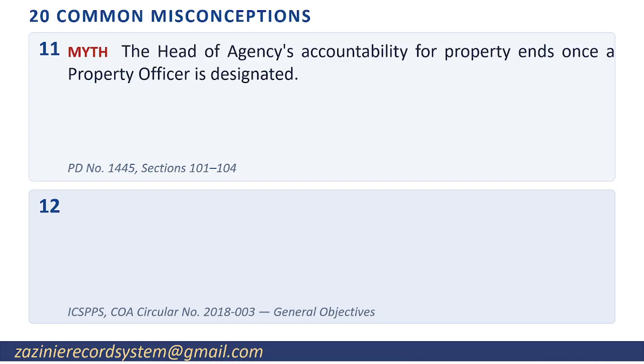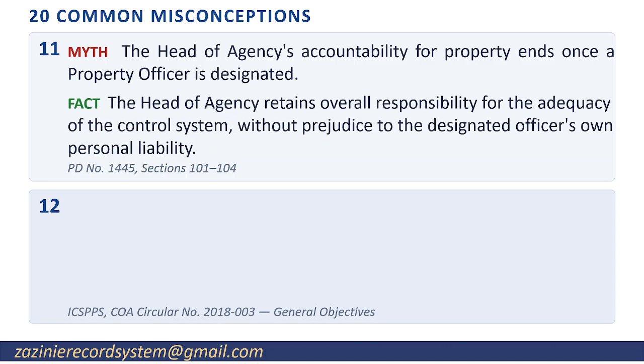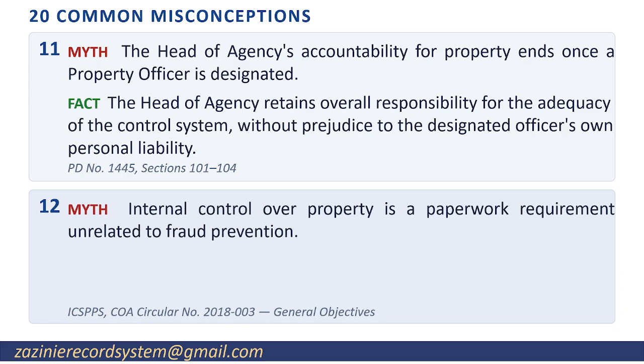20 common misconceptions. Number 11. Myth: The head of agency's accountability for property ends once a property officer is designated. Fact: The head of agency retains overall responsibility for the adequacy of the control system, without prejudice to the designated officer's own personal liability.